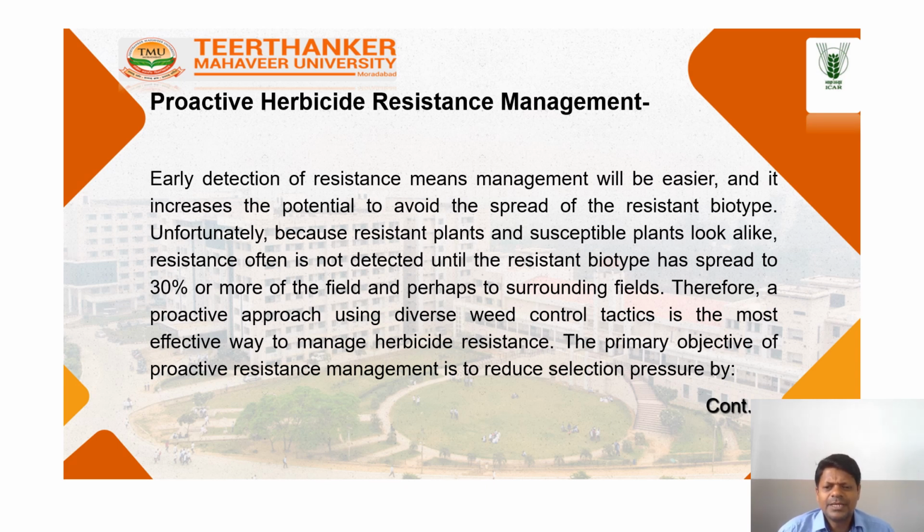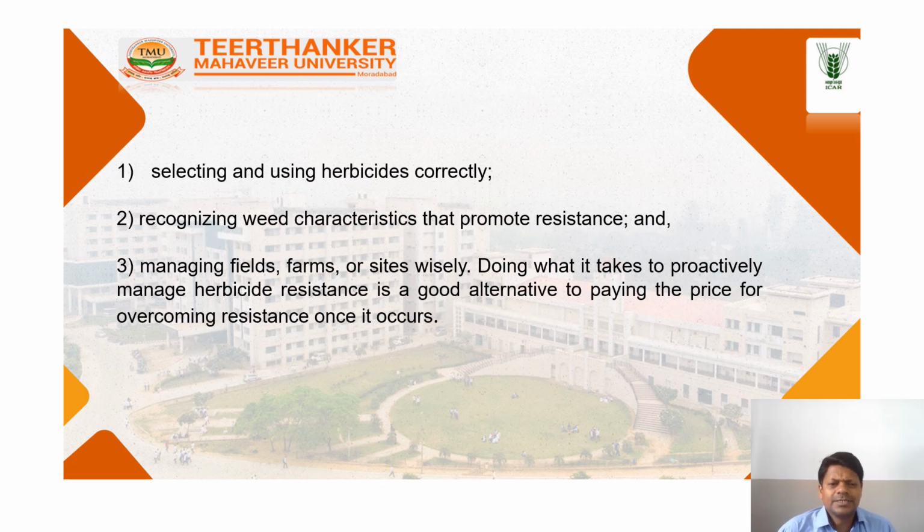The primary objective of proactive resistance management is to reduce the selection process by selecting and using the herbicide correctly, recognizing weed characteristics that promote resistance, and managing the field, farm or site wisely. Doing what is needed to proactively manage herbicide resistance is a good alternative to paying the price for overcoming resistance once it occurs. So this point also shows how to manage the resistance.